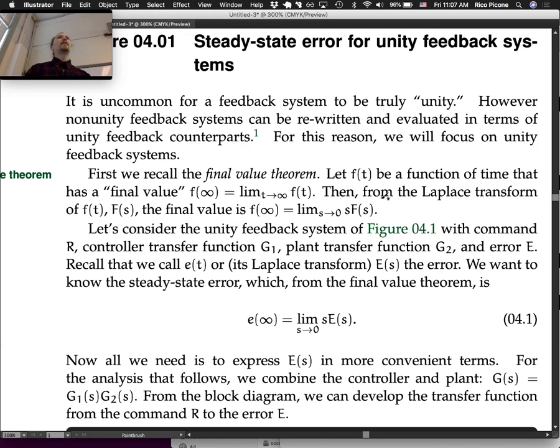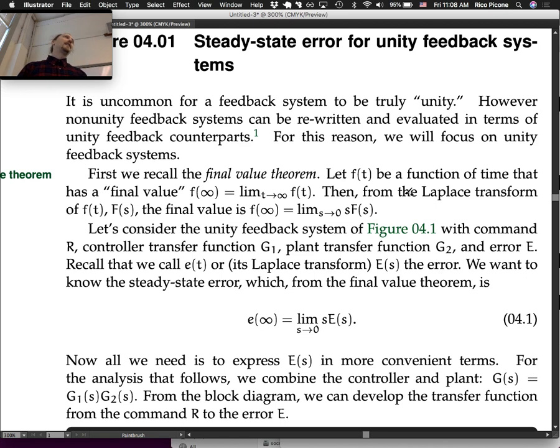So you can find the final value, which for us is going to be the steady state value, of a function of time if you know its Laplace transform, and you say multiply by s and take s to 0. That's great because if we have a Laplace transform representation of, say, the error, which is what we're going to develop, then you can find what the final time domain value of the error would be without having to actually solve the inverse Laplace transform.